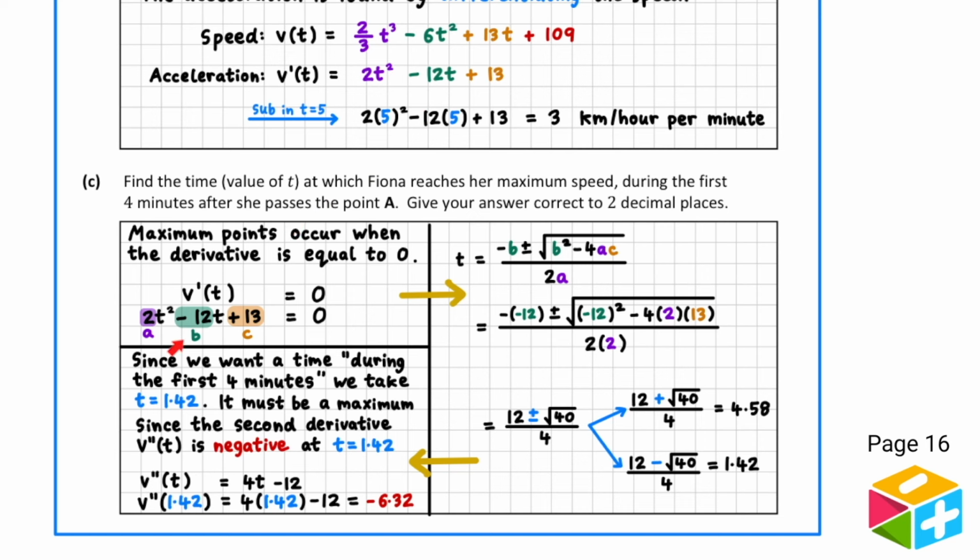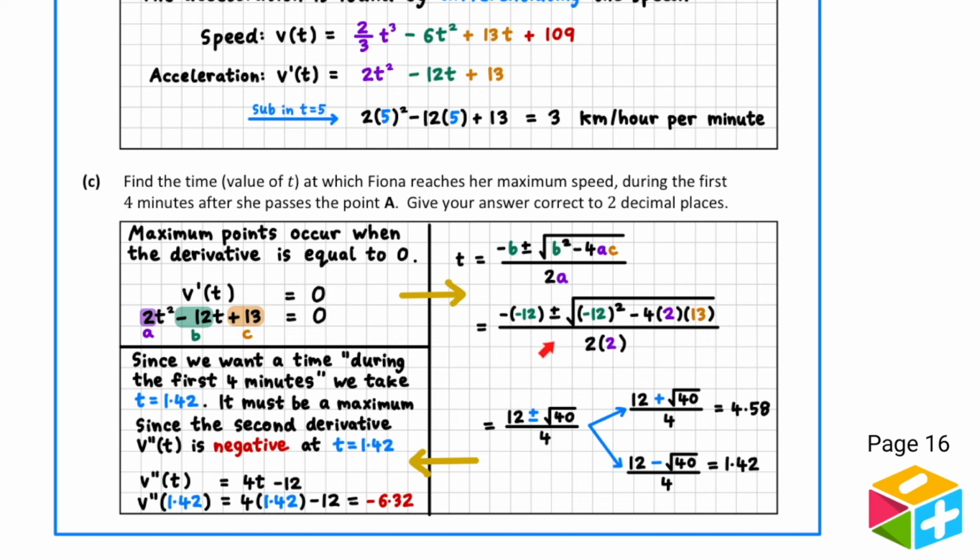We end up with a quadratic equation. This can be solved using the quadratic formula. t will be equal to minus b plus or minus the square root of b squared minus 4ac all over 2a. Here, a refers to the number in front of the t squared, so a is 2. b is the number in front of the t, so b will be minus 12. And c is the constant by itself, so c will be plus 13.